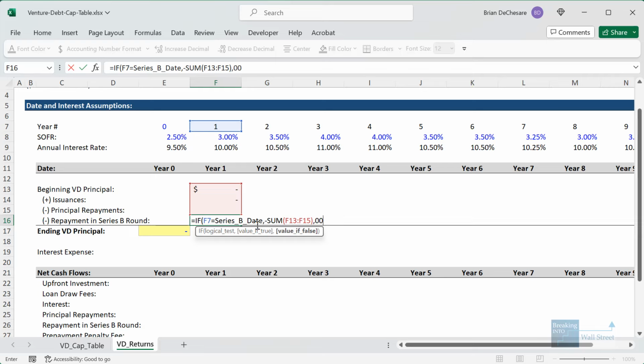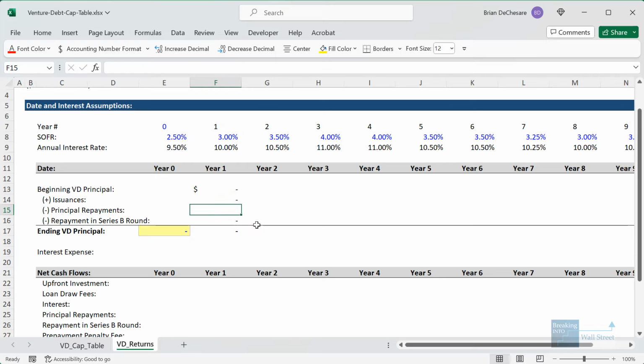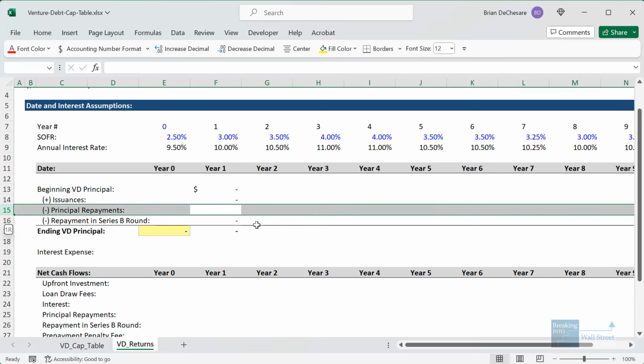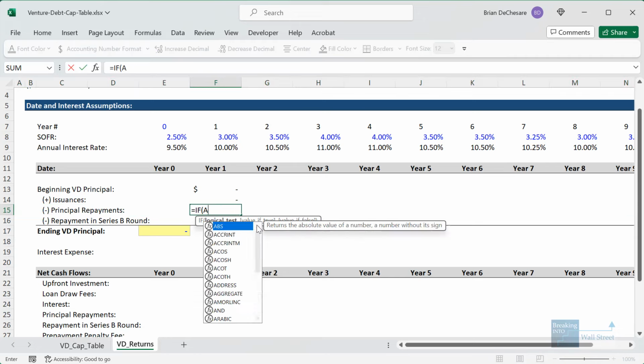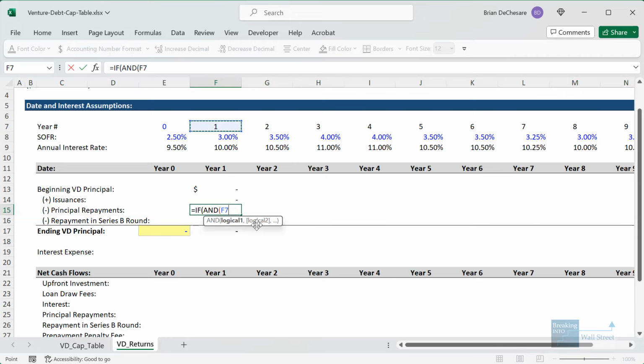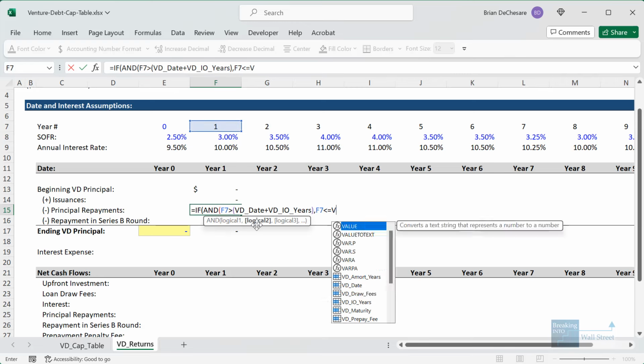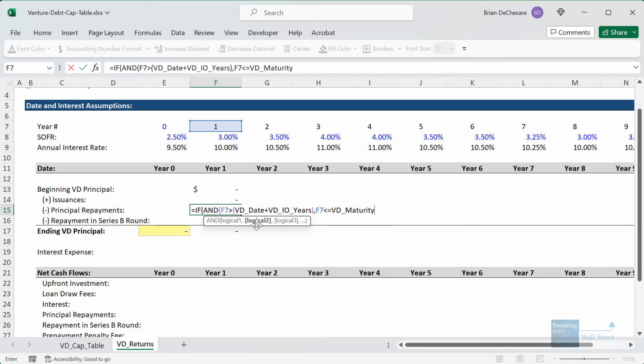Otherwise, we say 0. For the principal repayments, this part gets a little bit tricky because we only have these after the interest-only period is over and before the maturity of the debt. So we need to check 2 conditions. First, we need to make sure that the year is after the year of the venture debt issuance and also after the interest-only years that are associated with the issuance. At the same time, we also have to make sure that this is on or before the venture debt maturity, because if it's not, we don't want to have anything here.